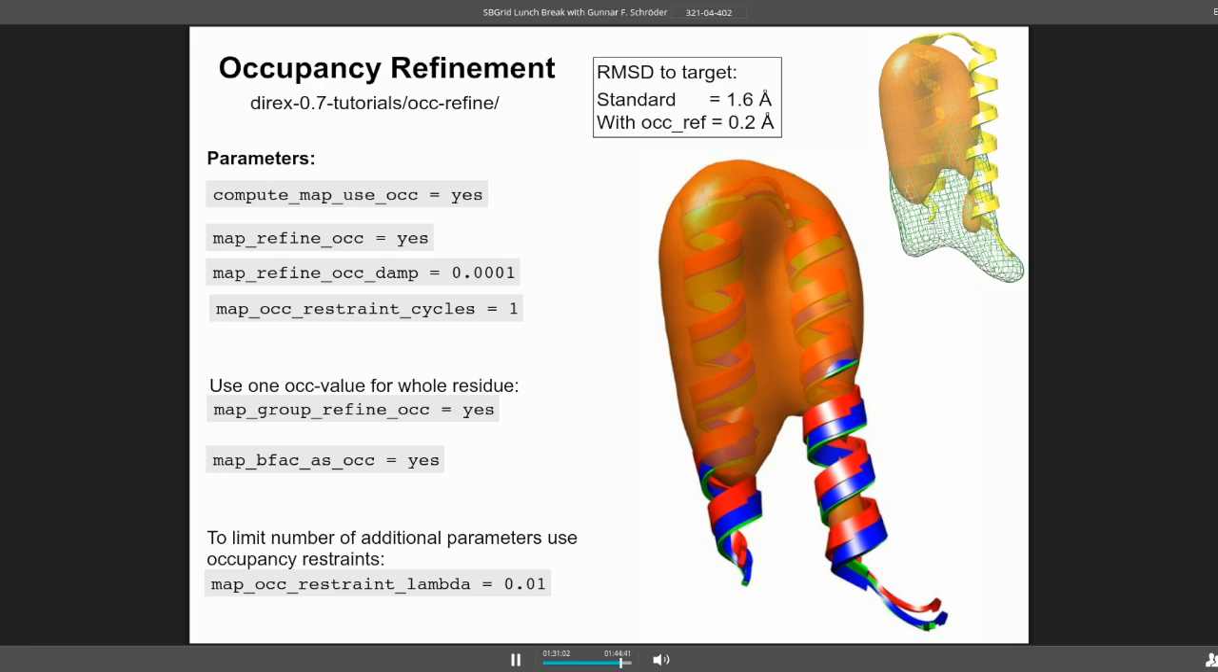But you always have to realize and understand that by this you're adding many more parameters, and it's much easier to overfit your structure by introducing additional B factors or occupancy values that you're refining. So this typically doesn't help to improve your free R value. You have to be very careful with adding more parameters, because then you overfit much faster.